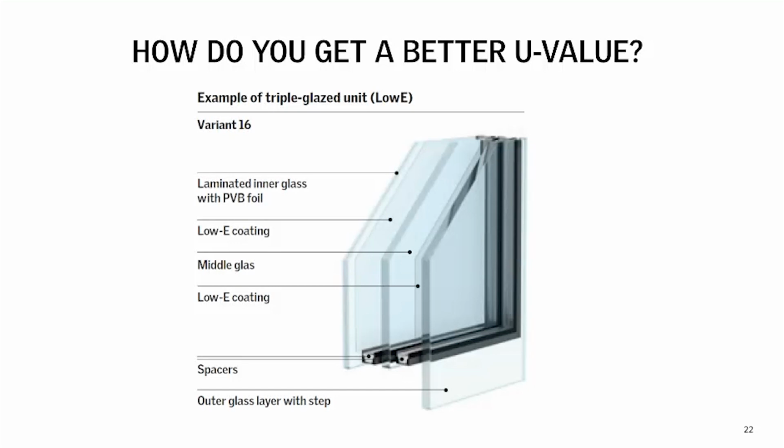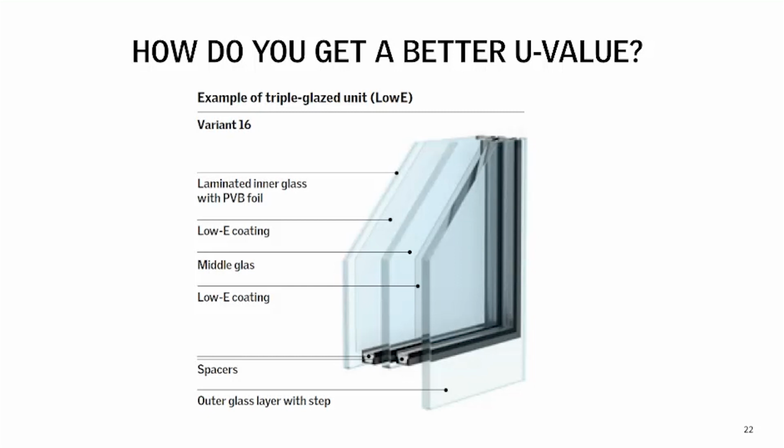Now that airspace is often filled with argon or the more exotic krypton, which will give it a better thermal performance. So the U value is lower with that. We also look at doing low emissivity or low E coatings on different surfaces of the glass. And this reduces the heat that radiates through that pane of glass, which improves its thermal performance. Things like laminates and things like that, they can affect it a little bit.